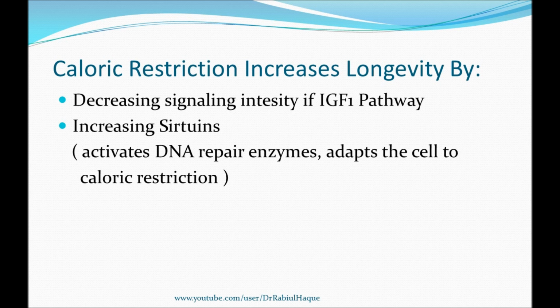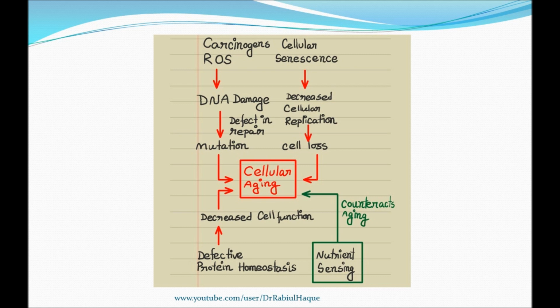So here, to summarize everything, I am showing you a flowchart where we can see all the causes of cellular aging and all the mechanisms that can counteract aging. So here we can see on the left side there is DNA damage causing mutation. Then after DNA damage we can see cellular senescence, decreasing cellular replication, and there is cell loss and also cellular aging. And then we can also see defective protein homeostasis, that is resulting in decreased cell function and aging. And also in the far right we can see some anti-aging mechanism, nutrient sensing, that can result in altered transcription that will increase DNA repair and also increase protein homeostasis and counteract aging.